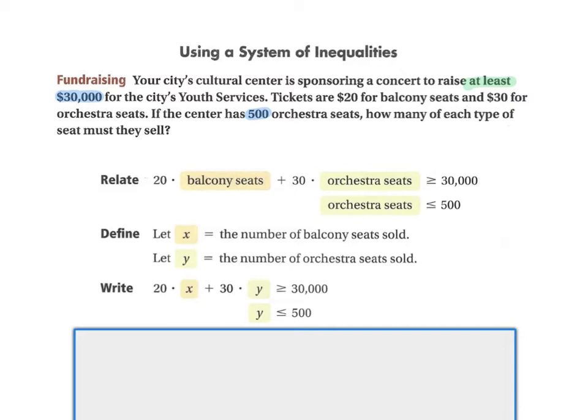When I add all of the things I've sold together, I have to make at least greater than or equal to $30,000. And I can't sell more than 500 orchestra seats because there's only 500 to begin with. The question is, what if I sold all 500? Would I meet my goal? Well, what's 500 times 30? Yeah, we didn't meet our goal, so that's not going to be able to help us. So let's go ahead and on the next slide, we're going to graph this.